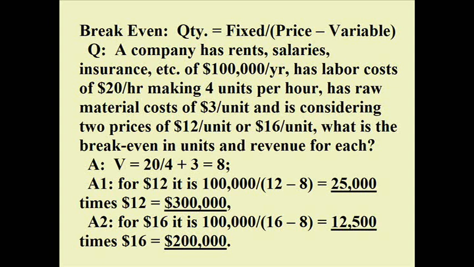Let's do the $12 scenario. We have $100,000 in fixed cost. We have a profit per unit of $4. That's the 12 minus the 8. Divide through, we get 25,000 units. Times the $12 gives us $300,000. At $16, we should get a lower break even. At $16 minus the 8, divided through, we get 12,500 units. Times the $16 gives us $200,000 in revenue to break even.